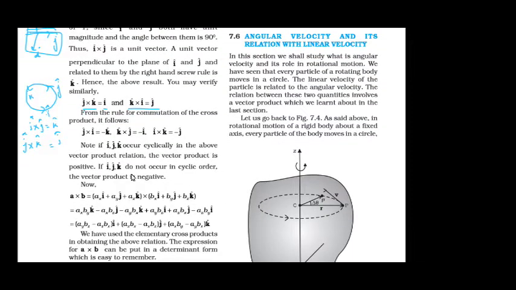Now j cross i, if we move in this direction, then it will be negative. So j cross i is equal to negative k. k cross j, which direction are we moving? Clockwise. Clockwise we have to give a minus sign, so minus i. And i cross k, again clockwise, so again a minus sign, that is minus j.